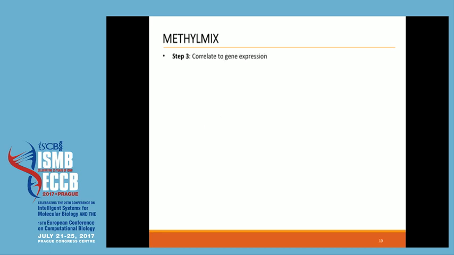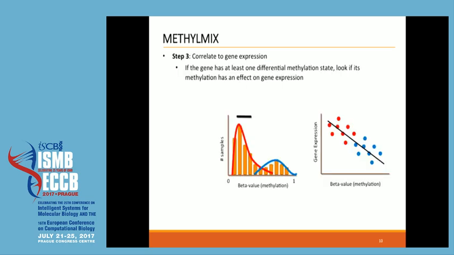Then the third step is to correlate DNA methylation with gene expression. For any gene that has an abnormal methylation state in cancer, we use linear regression to determine whether methylation is associated with gene expression. This is an optional step, and if you choose to filter on this, then the output of MethylMix is going to be a list of abnormally methylated genes where the methylation state corresponds to abnormal gene expression. But you can switch off this filter and just get all of your abnormally methylated genes irrespective of gene expression.